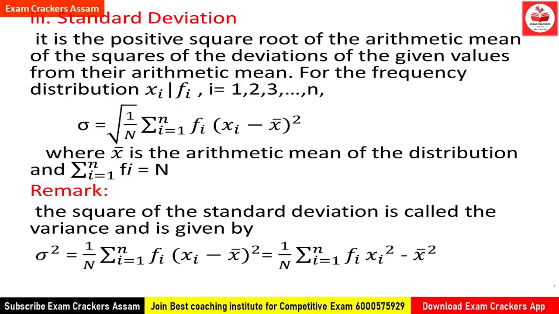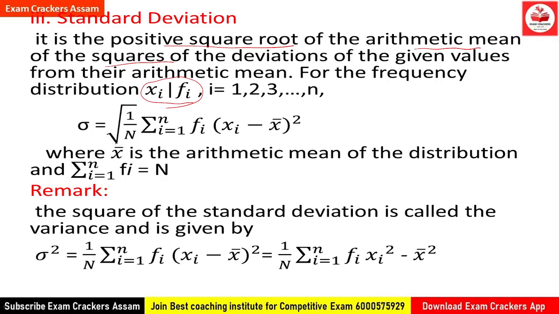Okay, next see standard deviation. So it is the positive square root of the arithmetic mean of the squares of the deviations of the given values from their arithmetic mean. Don't get confused by this large sentence. Let us consider some values, say x1, x2, xn with corresponding frequencies f1, f2, fn. Then standard deviation to keneke denote kora hoy, it is represented as sigma. A symbol to sigma boli kowa hoy.